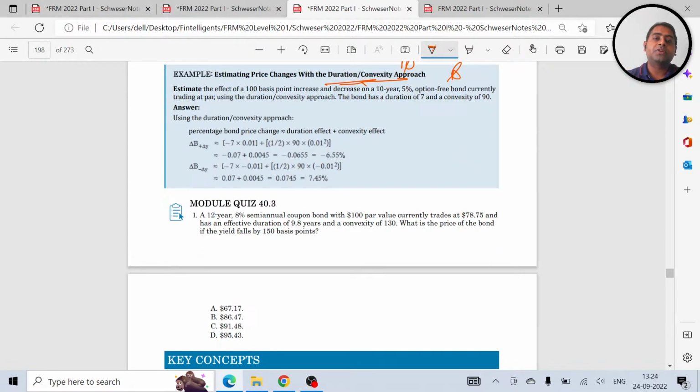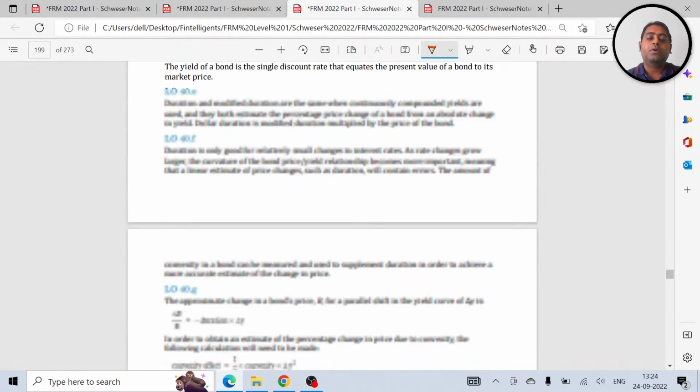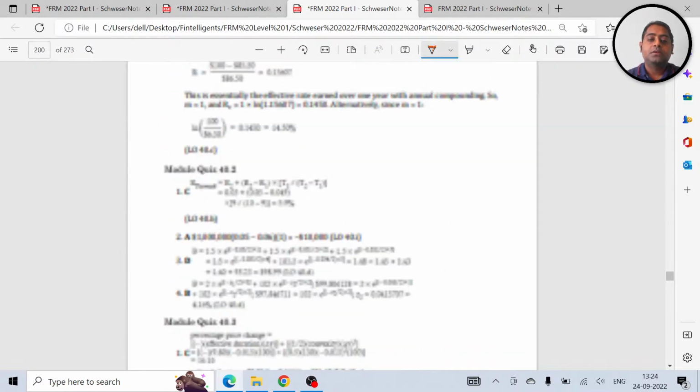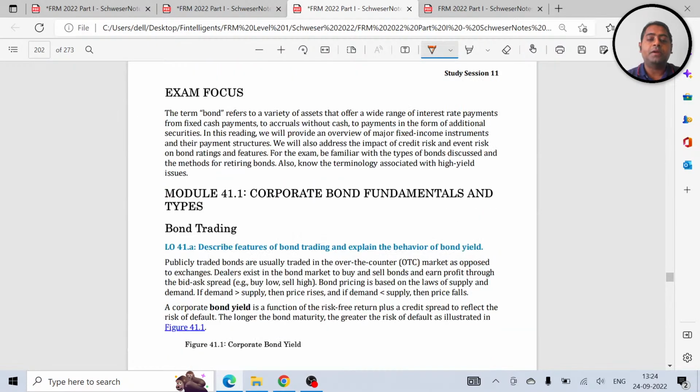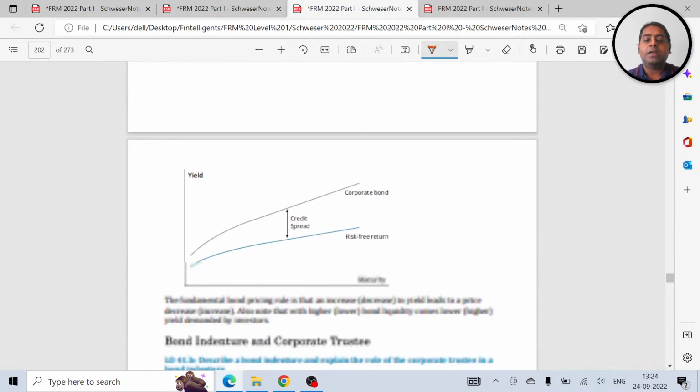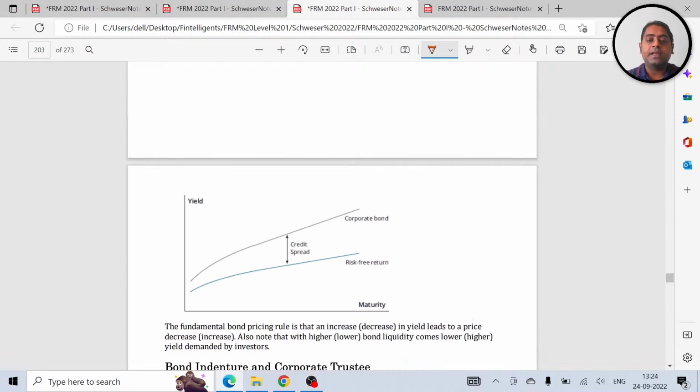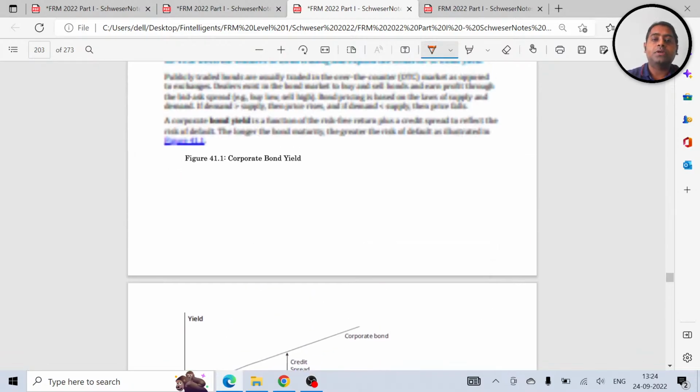Okay, properties of interest rate also, we are done. We are going to move towards the next chapter, which is corporate bond. Now, historically, on the corporate bond, they have not been tested. In the last 1 or 2 exams, I've heard about corporate bond being tested, and most likely they might test you in this.